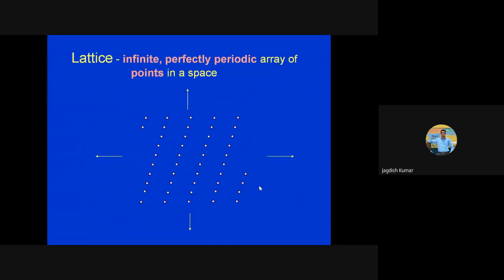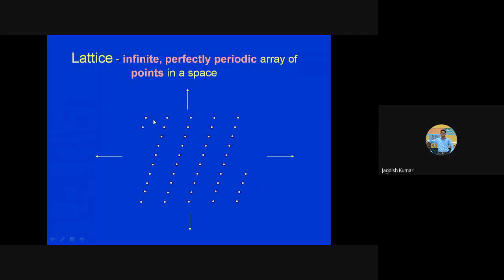Now let us come to the defining condition for a lattice. To what all we can call a lattice. It's not that any arrangement of points is called a lattice, but yes, the arrangement of points which satisfy certain conditions is called a lattice. So the condition is that it should be an infinite arrangement of points, and it should be perfectly periodic. The periodicity should be perfect. So an infinite, perfectly periodic arrangement of points in space is called a lattice. So fine, this is a lattice.